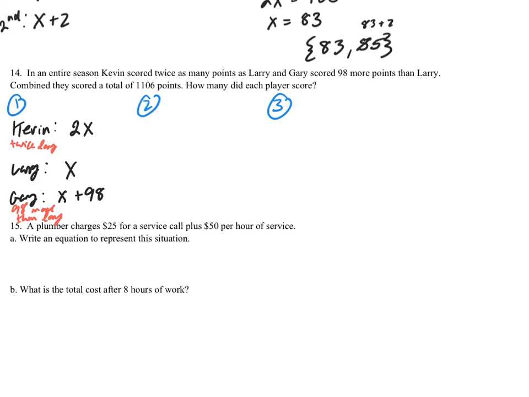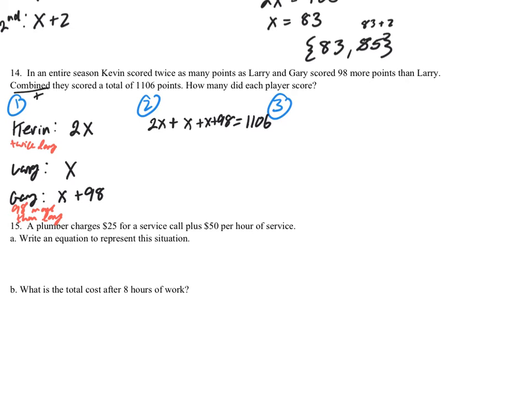Now we can set up our equation. So it says combined, right? So when we combine, we would add. They scored a total of 1,106 points. So I'm going to take Kevin, 2x, plus Larry, x, plus Gary, x plus 98, and set that equal to 1,106. And now we need to solve.